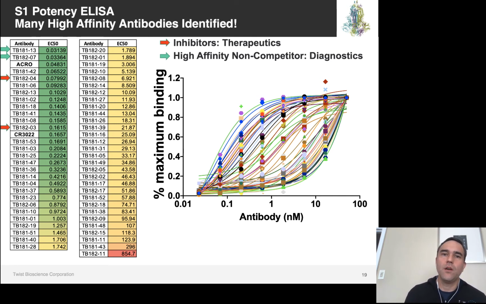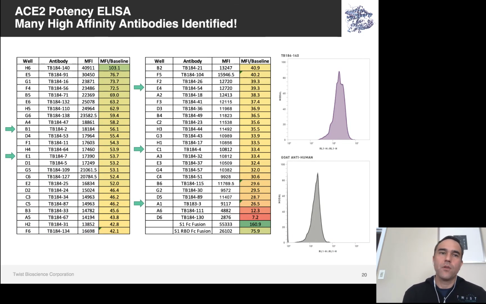As you can see, our top inhibitors that potentially might be therapeutics are actually some of the best binders in this assay. And we're also, again, pushing forward some leads that potentially are non-competitors, but high affinity, and those actually might be very useful for diagnostics. Similarly for ACE2, we can also see potent binding, in this case in a FACS-based assay.